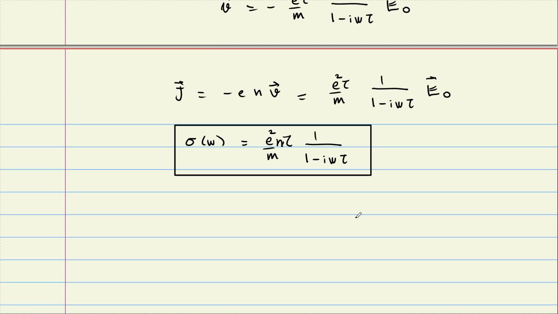So here maybe I can ask you 2 questions and you can think about this. It seems like as omega goes to infinity, what happens as omega goes to infinity? So this term will dominate, right? This term will dominate and tau will cancel, so no tau dependence.